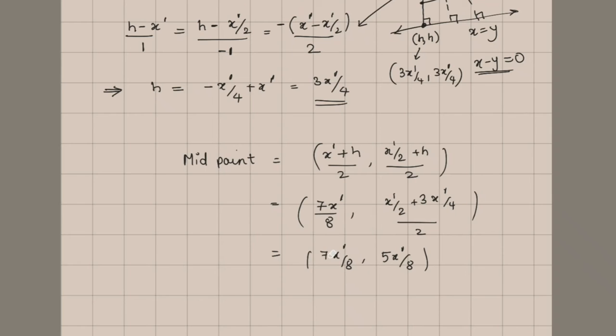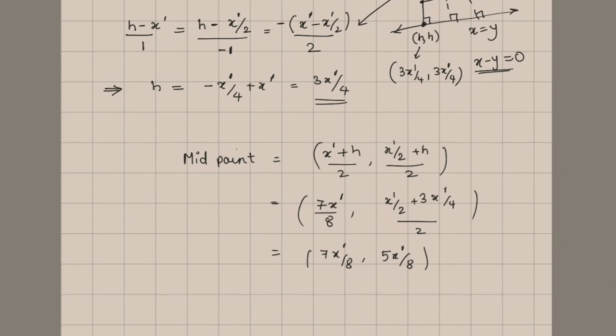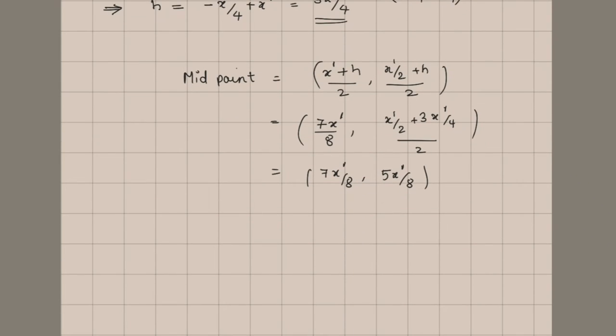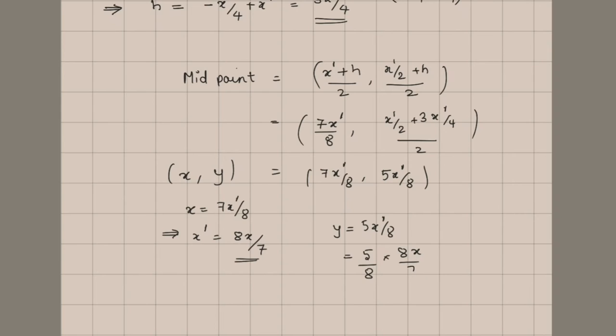Now we need to eliminate this x'. So let's say this midpoint is some x comma y. We need to find the equation in terms of x and y, so we need to eliminate x'. So x equals 7x' by 8, which gives x' equals 8x by 7. Now y equals 5x' by 8, which equals 5 by 8 into x'. x' is nothing but 8x by 7.